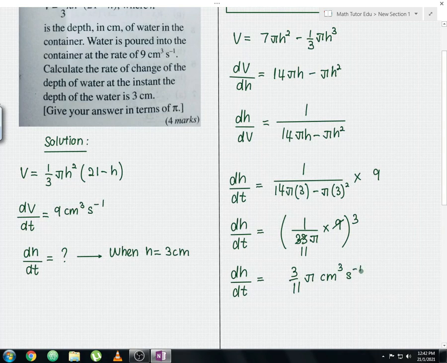So this will be your final answer. Okay, let me underline the solution. So this answer indicates that for 1 second your height of the water increased by 3 over 11 pi centimeter. Okay, so this is the indication of the answer.